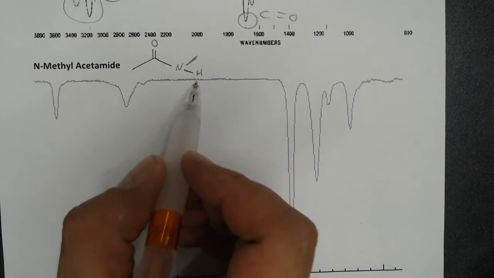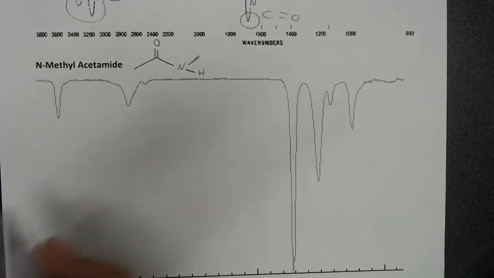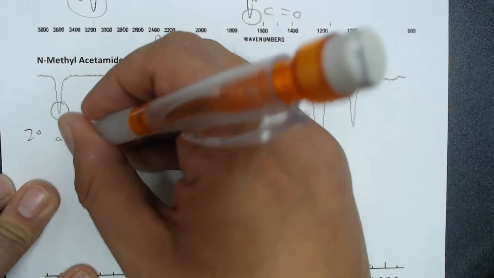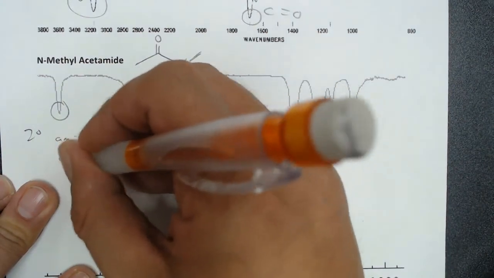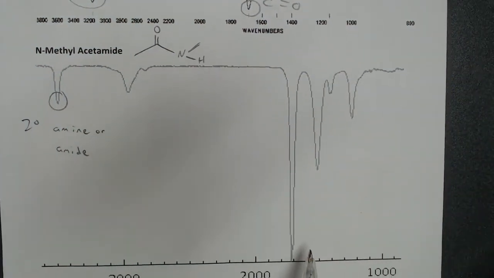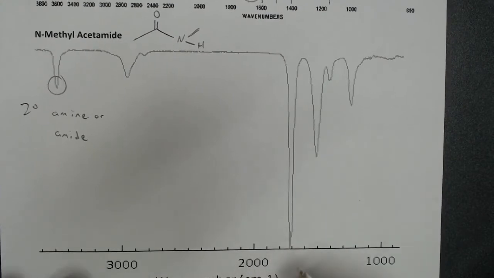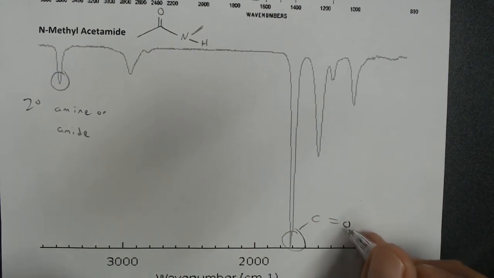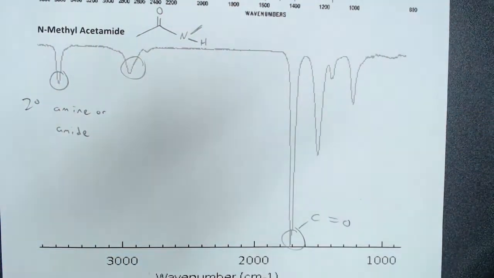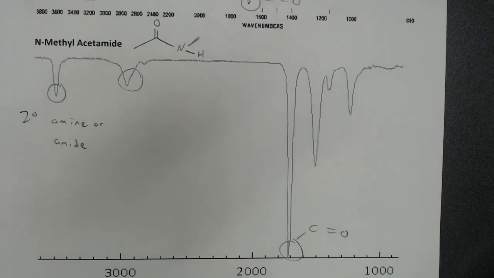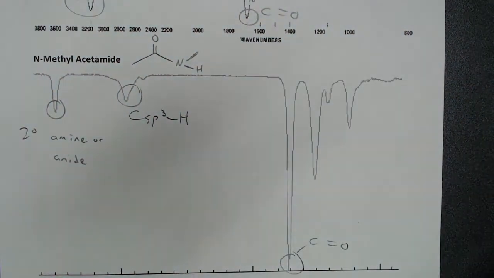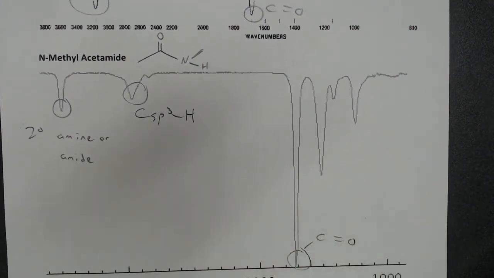Anyway, we only have one NH bond, so we only see that here. So this is a secondary amine or amide. And then, okay, if we think it's an amide, it must have the C double bond O as well to go with it. That's that guy right there. So C double bond O. And then what are these? Yep, that's your alkane sp3H. And I believe that is the end of that packet. We now have all the highlights.